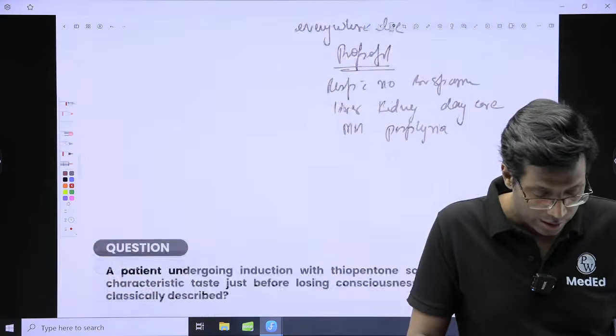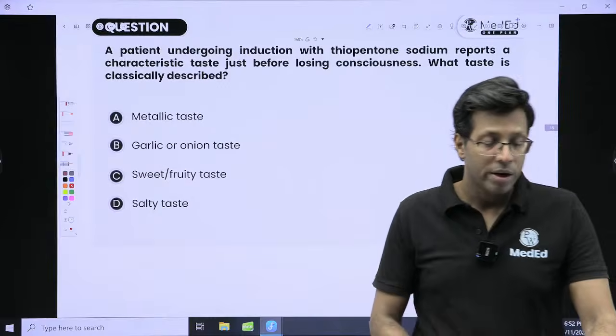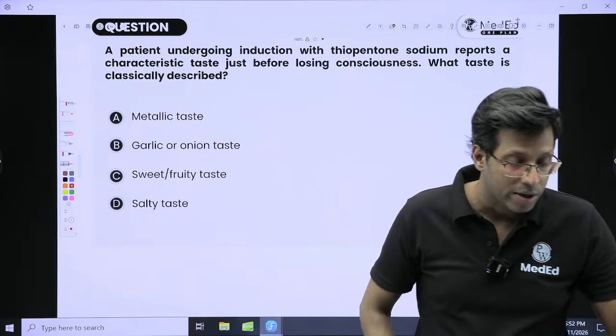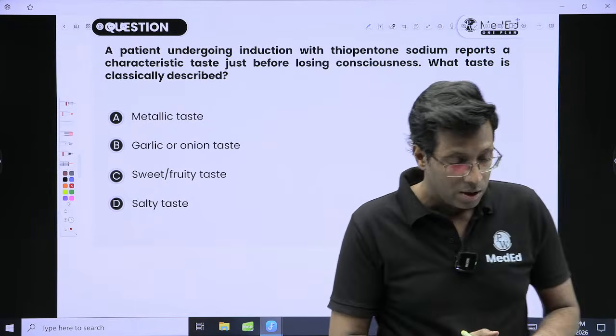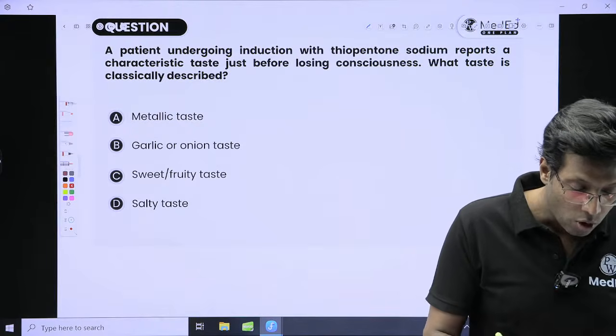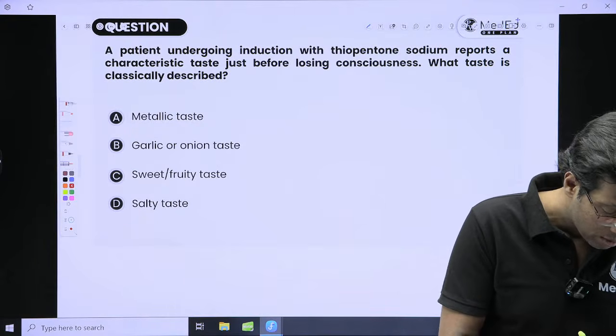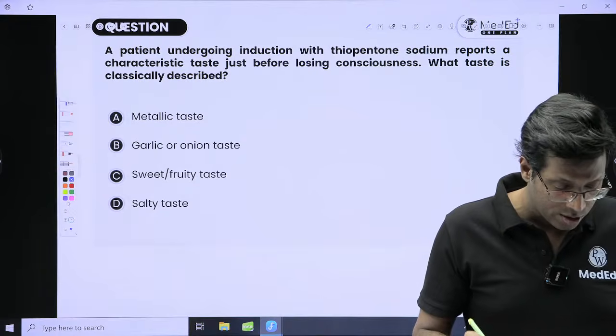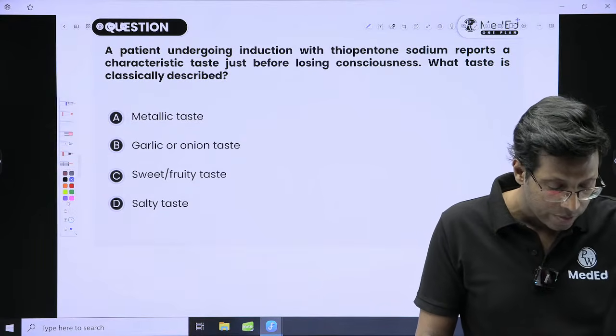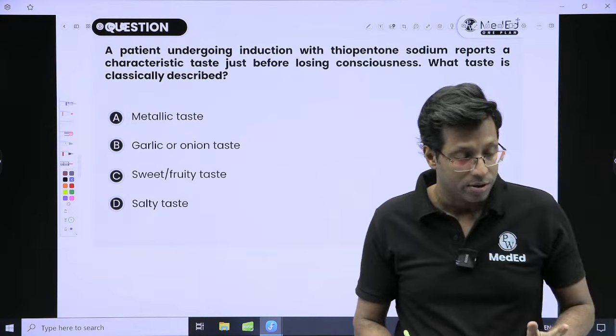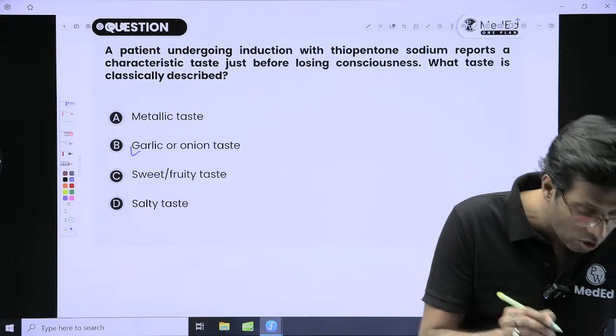Okay. Next question. A patient undergoing induction with thiopentone sodium reports a characteristic taste. Just before losing consciousness, what taste is classically described? A lot of you might have studied or not studied. Metallic taste, garlic taste, sweet fruity taste or salty taste. Okay, the answer here is garlic or onion taste.